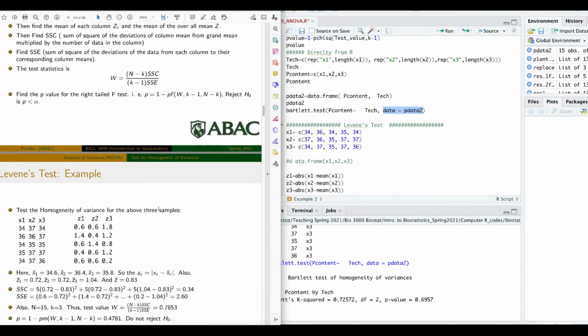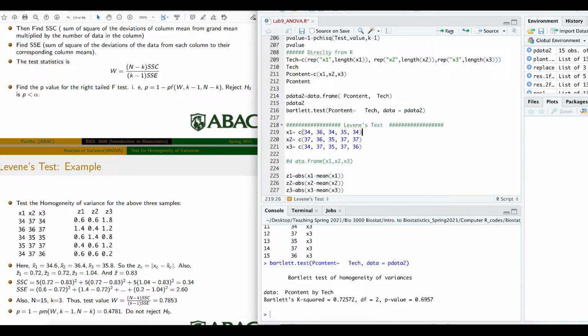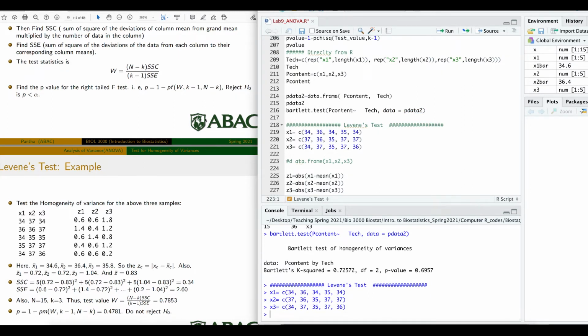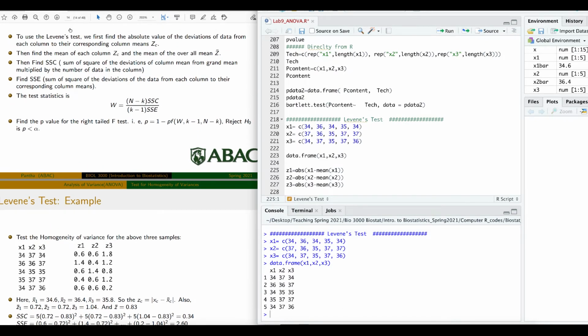So for the Levene's test, you see that x1, x2, x3 are exactly the same data from the previous example. What I am doing here is writing the data.frame and seeing how it looks. These are the data points, right? So how do I find out first?